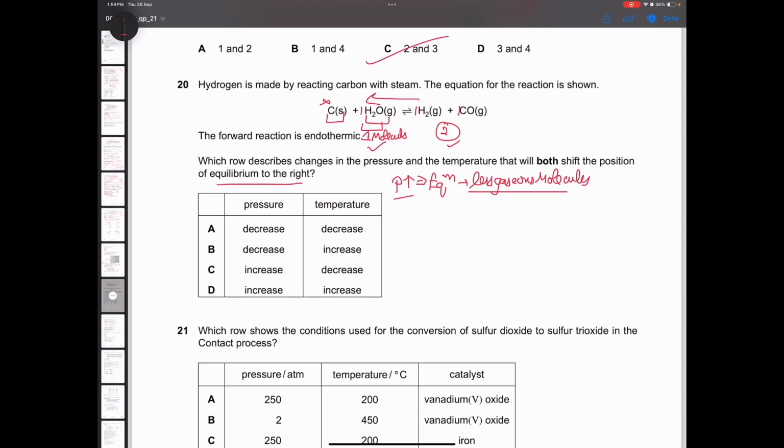But do you want it to shift backward or forward? Forward is towards the right, right? So you will decrease the pressure. So pressure decrease is option A or B. Now let's check for temperature. We know that in endothermic reaction, if temperature is increased, forward reaction is preferred. So that is why option B will be the correct answer.